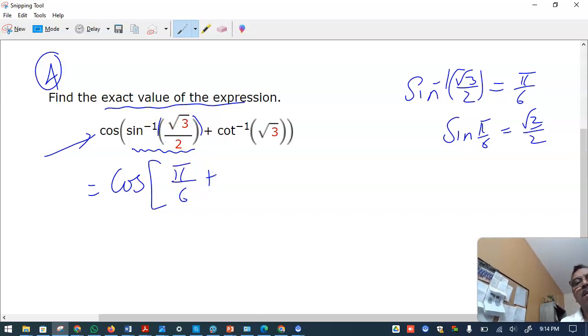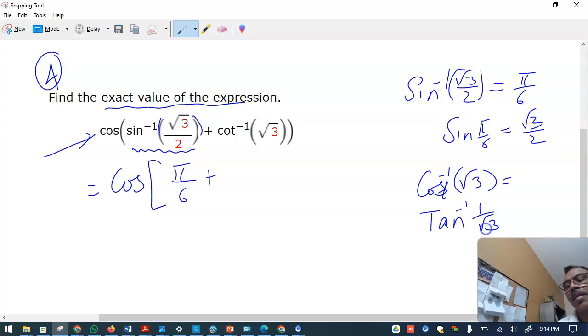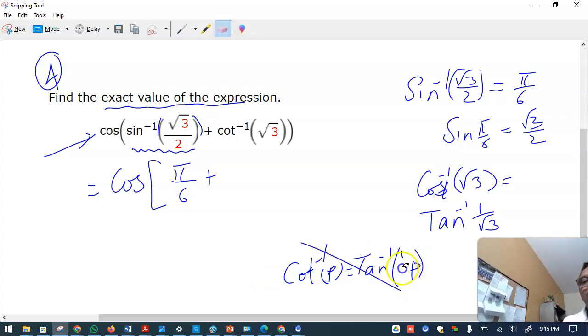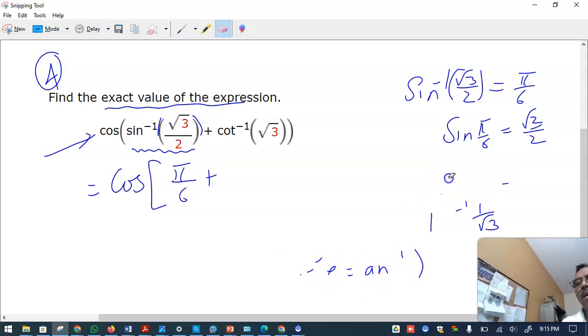And the second one has a cotangent inverse of root 3. We do know this can be written directly as tan inverse of 1 upon root 3. The reason is that cotangent inverse of p is the same as tan inverse of 1 over p. That's how it is. Or if you get confused with this, you don't have to do this. Let's write it again one more time.